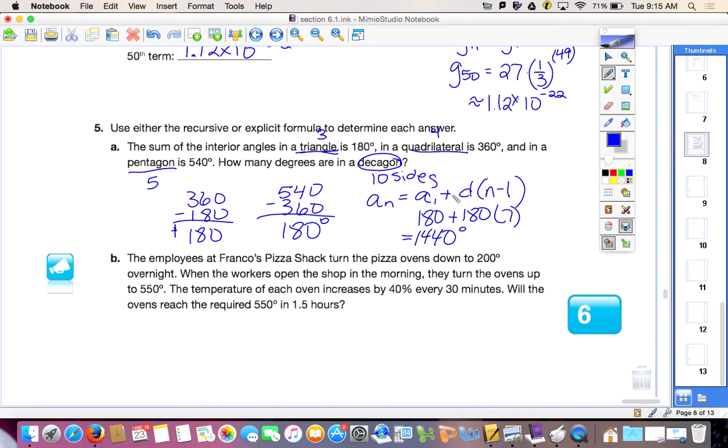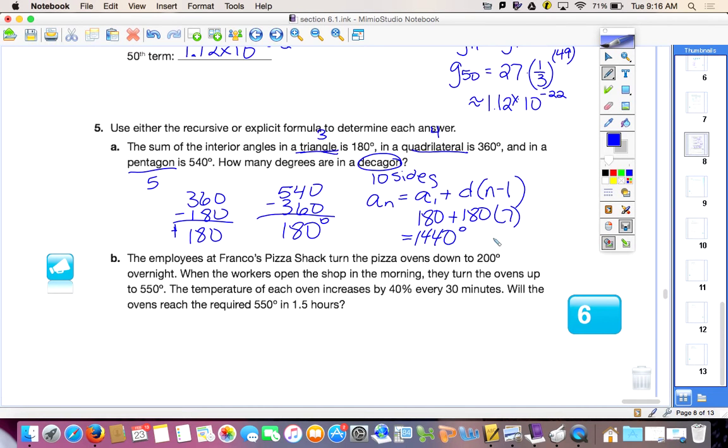And so if you use that formula, our first term is 180 degrees, plus our difference is 180 times the difference between 10 sides and 3 sides. So you've got to think about that for a minute, because our first term had three sides. So we're talking about really what our 7th or 8th term would be. So we've got n minus 1, we're talking about a difference of 7, and then if you say 180 plus 180 times 7, you get 1,440 degrees.